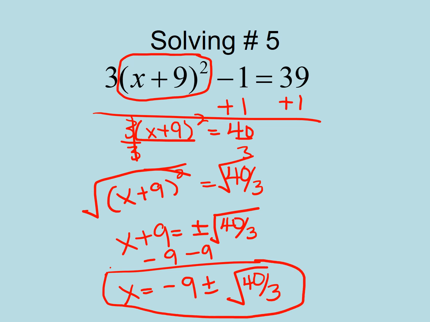Make sure when you do this, just like with imaginary numbers where you want the real number to come first and the imaginary to come second, it's more proper to put the whole numbers first and the square root second. So we would say negative 9 plus or minus the square root of 40 over 3.